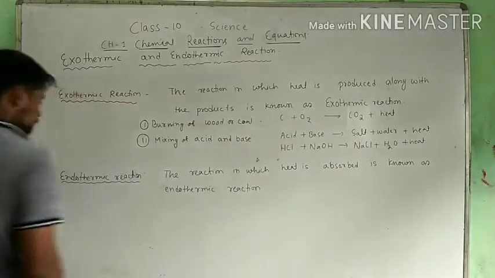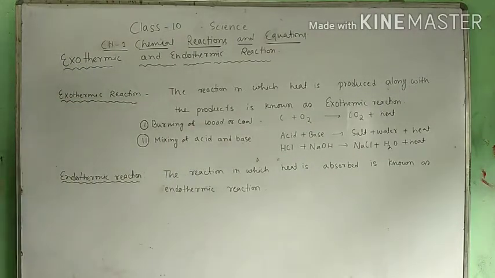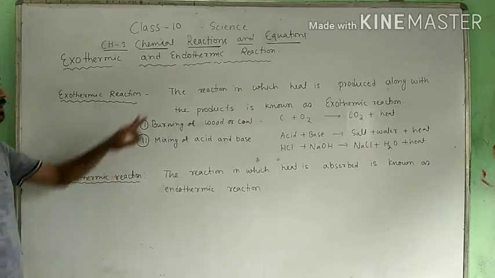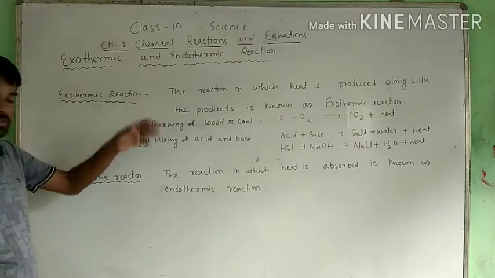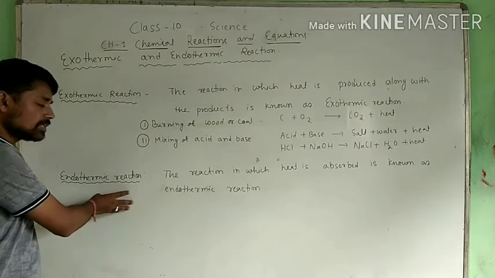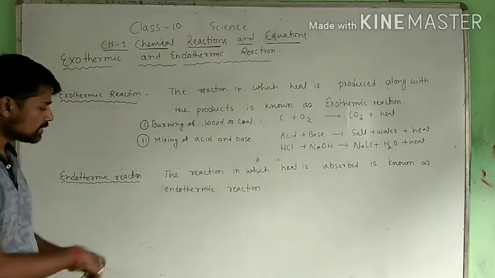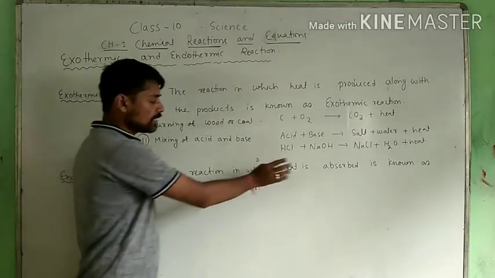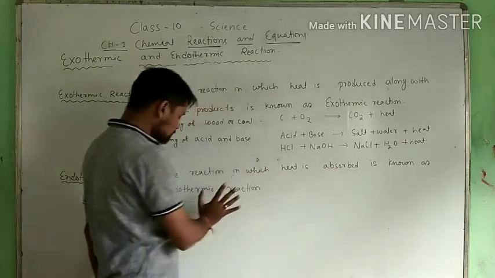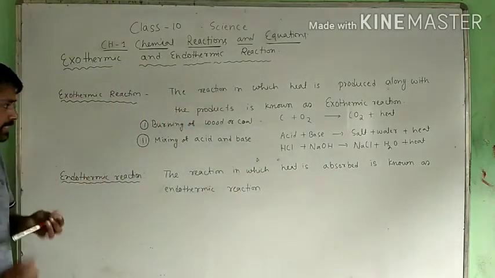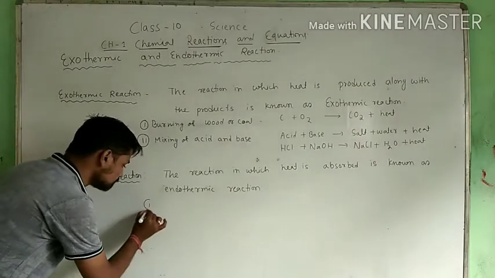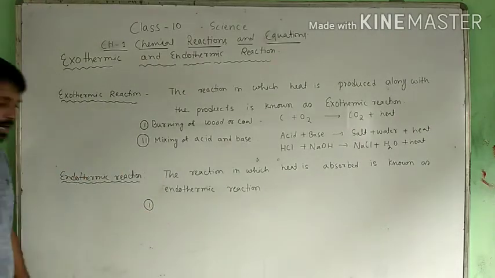Now let us come to the endothermic reaction. It is the opposite of exothermic reaction. In exothermic reaction heat is produced, but in endothermic reaction heat is required for the reaction. So we can define it as the reaction in which heat is absorbed is known as endothermic reaction. A simple example is melting of ice.